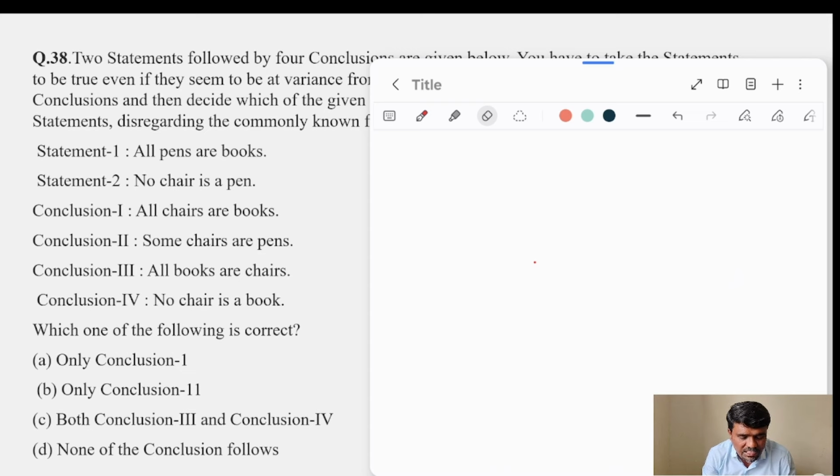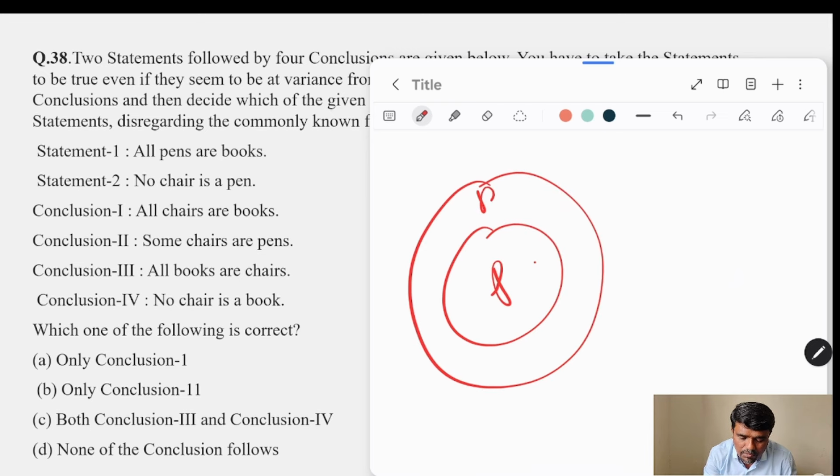Conclusion 2. Some chairs are pens. I'll draw once again. Pens, books, chairs. Okay. Some chairs are pens.